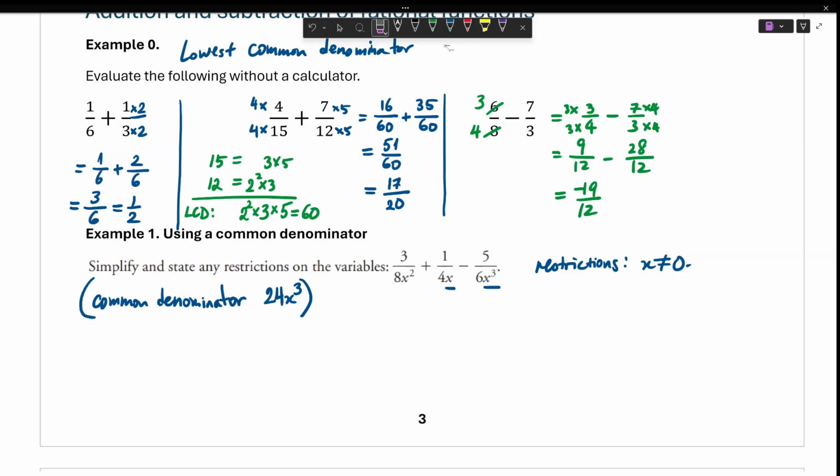Now that we know what we're aiming for, we're going to make each of these with that denominator. And again, we're going to multiply the top and the bottom by the same thing. So for 8x squared, what are we missing? Well, we need a 3 to make it into 24. We need an extra x to make it into x cubed. So we're going to multiply the top by 3x as well. Next one, we're starting with 4x, and we need to get a 24x cubed. So we're going to multiply by 6x squared.